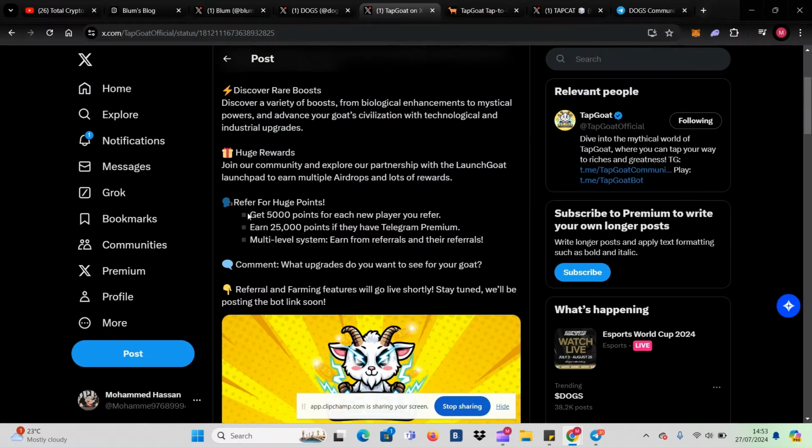Okay, so here are your three steps. All right, guys, so here are your three key steps in order for you to maximize your earnings through the referral. The first key point, I'm going to come down to referring your friends and family. You would actually receive 5,000 points for each new player that you refer.